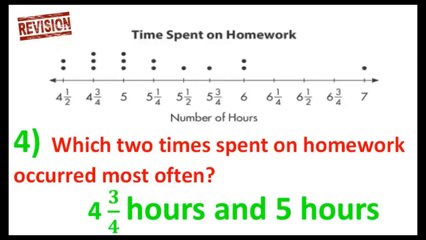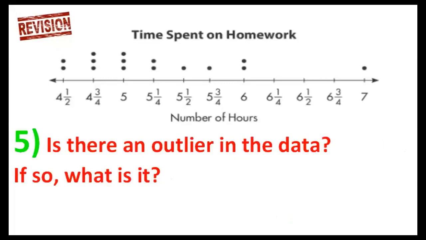Question number 5. Is there an outlier in the data? If so, what is it? Yes, you will find the outlier here in this line plot. I told you it will be alone, away on the line plot. So we have 1. Yes, we have an outlier. What is it? It's number 7. This is the outlier.